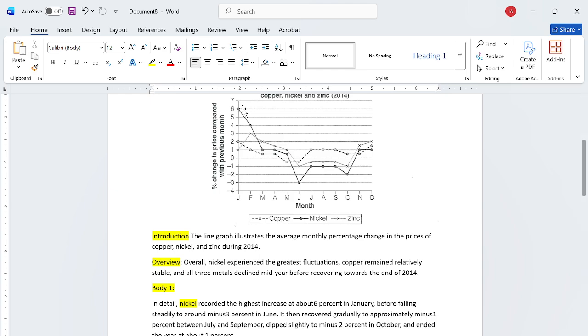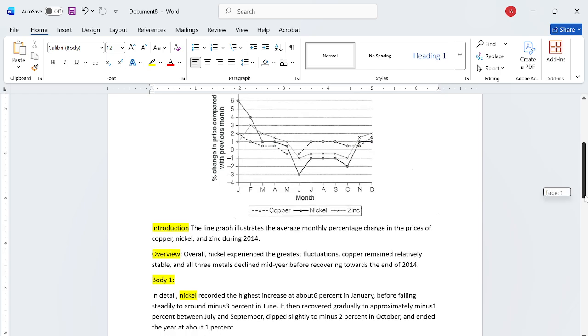Nickel began around 6% in January, which is the highest figure in the graph, and then fell suddenly, reaching approximately -3% in June, the lowest point. After that, it recovered to around -1% between July and September before dipping again at approximately -2% in October, and finally it recovered at the end of the year to about 1%.